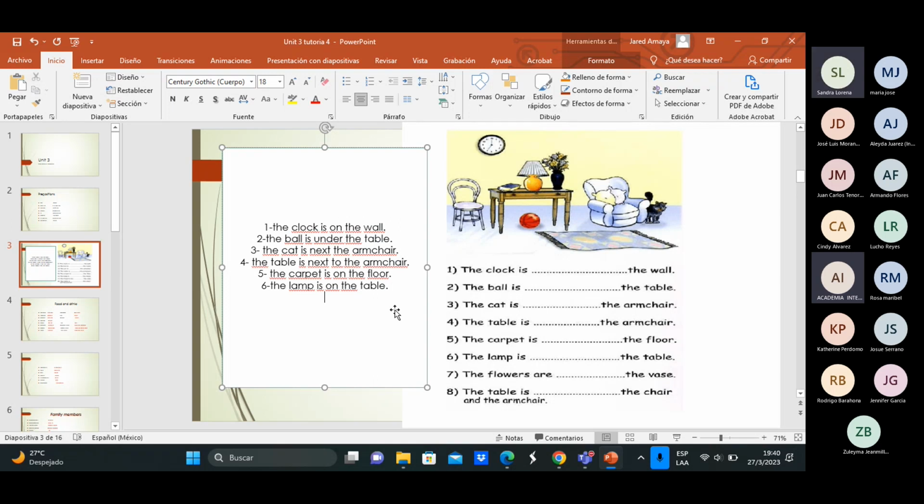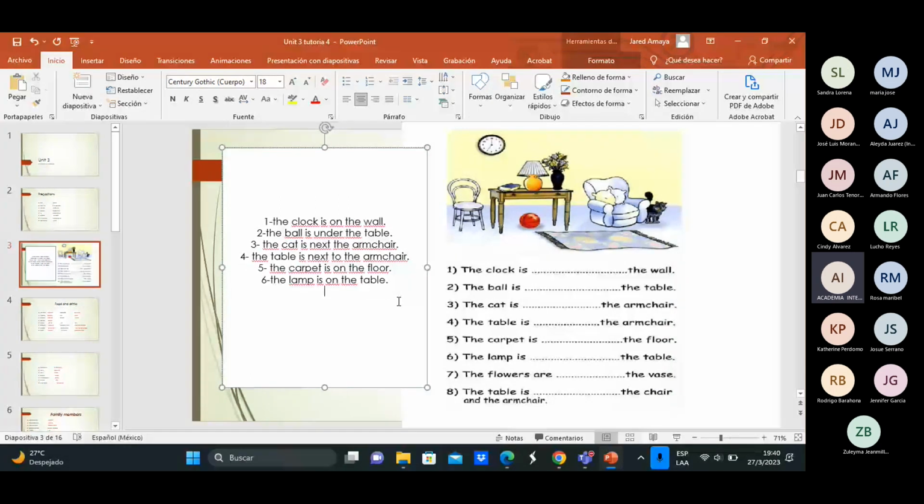The flowers are in the vase. In the vase, or we can say in as well. The flowers are in the vase or the flowers are inside the vase. Both prepositions are correct. However, we cannot say the flowers are on. No, porque ahí sí, las flores están adentro del, ¿cómo es que se llama eso en español? ¿Alguien se acuerda? Del florero. Florero, correcto. Muy bien. The lamp is on the table. The number seven, the flowers are in the vase.